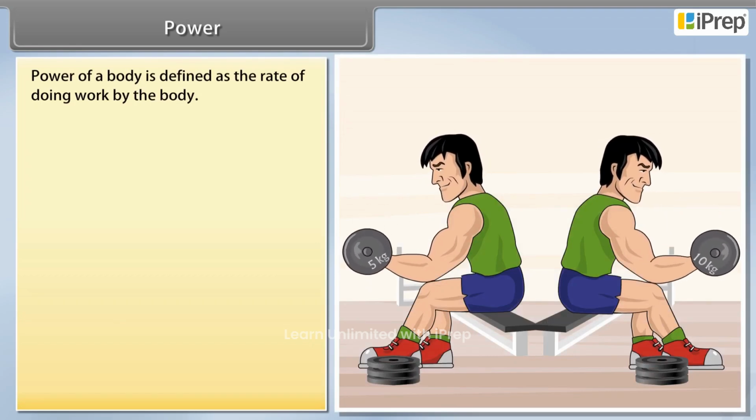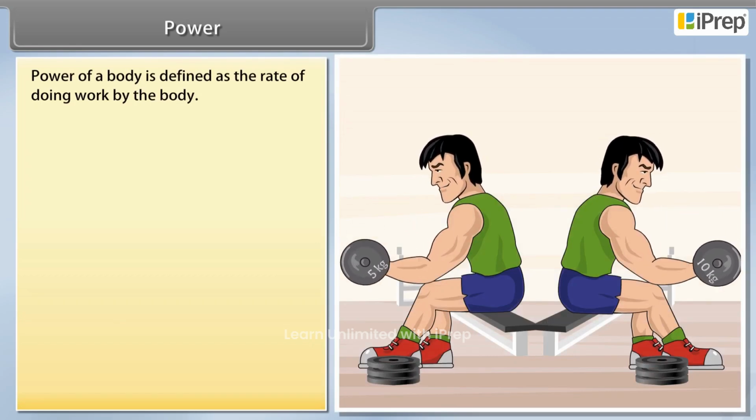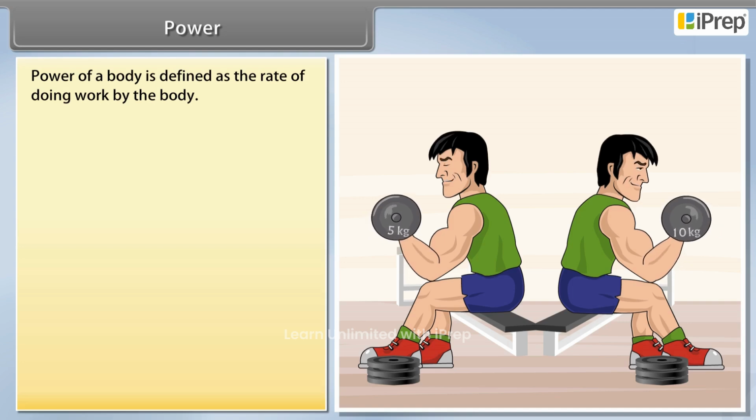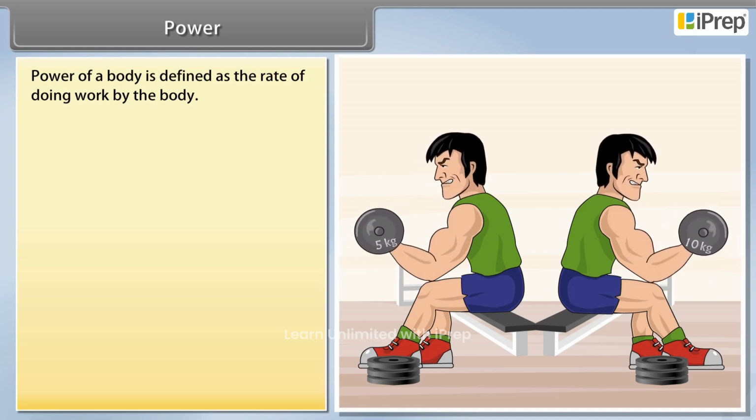Power. Power of a body is defined as the rate of doing work by the body. Let us take an example. A boy doing exercise by using dumbbell.